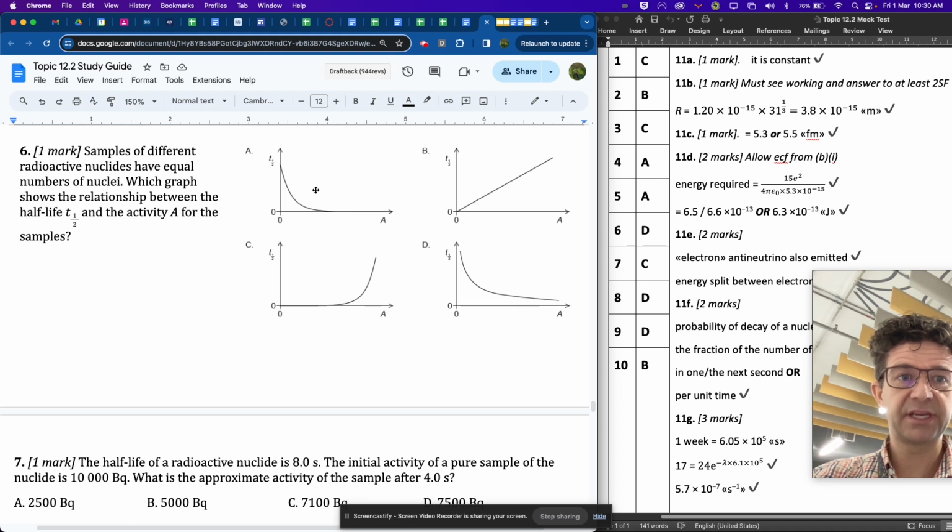Which one would we be looking at here? D shows an increase in activity leads to a decrease in half-life. There we go. So it's that inverse natural log. It doesn't actually go to 0.